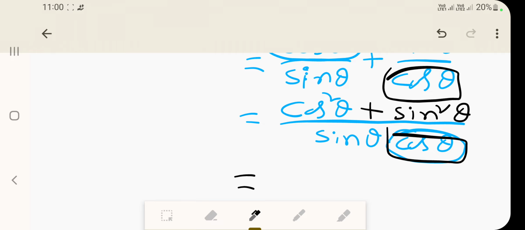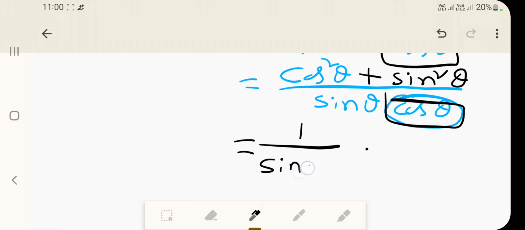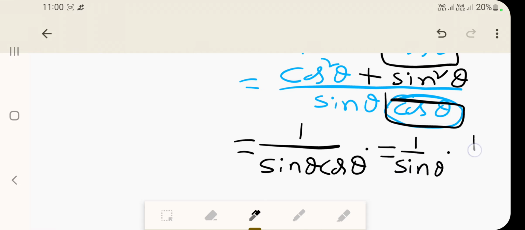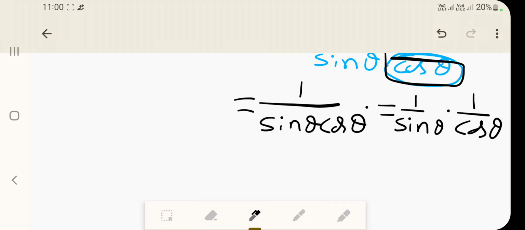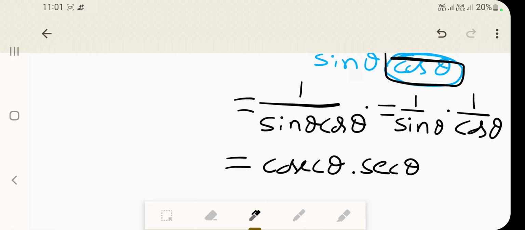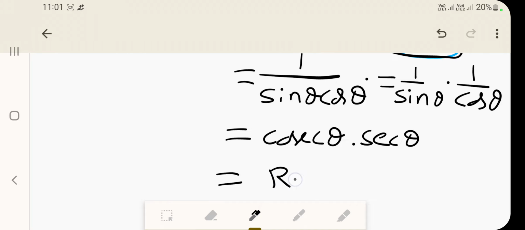So what is cos square theta plus sin square theta? How many of you are able to tell it is equal to 1? Okay, and in the denominator we have sin theta into cos theta. So 1 by sin theta into 1 by cos theta we get. 1 by sin theta we have as cosecant theta. 1 by cos theta we can write as secant theta. This is what they have asked, right? This is our RHS. Hence, it is proved, you can write LHS is equal to RHS.